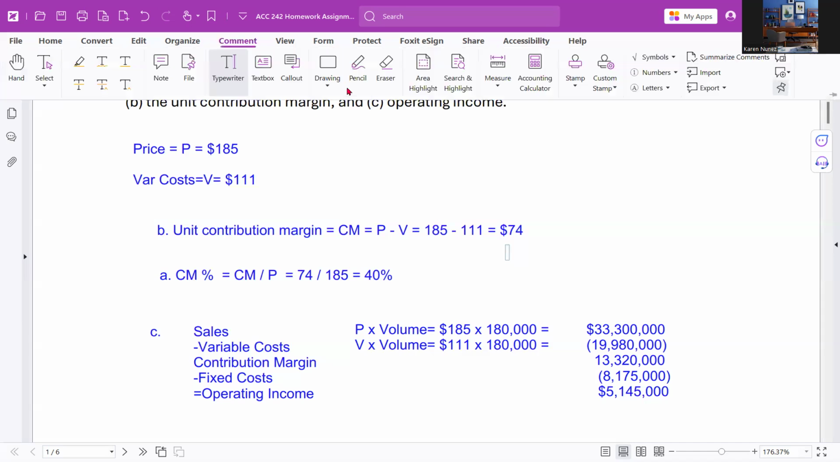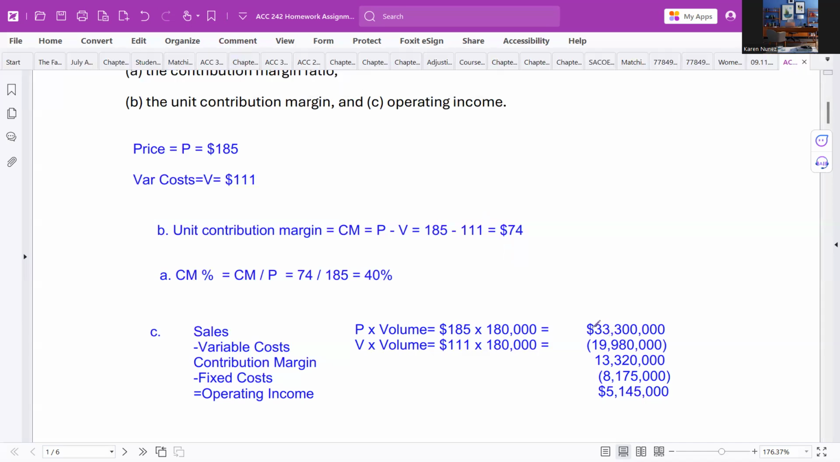key measures. So again, the sales, which is price times volume, minus the variable cost, which is the variable cost per unit times volume, gives us that contribution margin. And then we just want to subtract those fixed costs, and what we're left with is the operating income. And this is C. That's what they're looking for in C, that operating income.